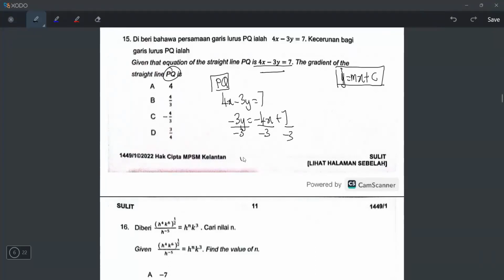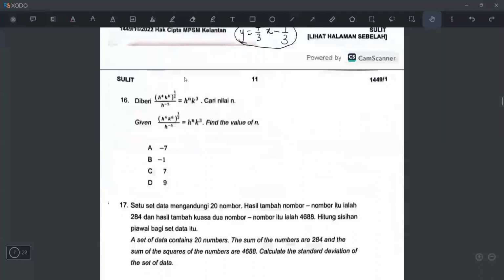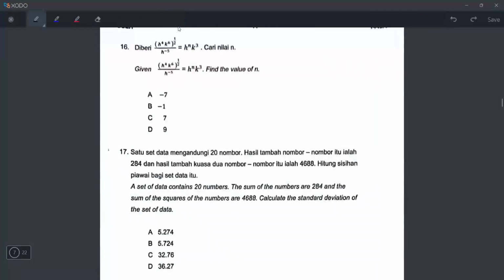So you're left with y, because this one is cancelled already. And then this one becomes positive 4 over 3x. The reason is because negative divide negative becomes positive. So positive 4 over 3. And then the positive 7 divide negative 3 is just negative 7 over 3. So now this is your linear form. But then they ask for gradient. So y equals mx plus c, the m is 4 over 3. That's the answer. Okay. I think this one is easy. Okay. I think you can do it.